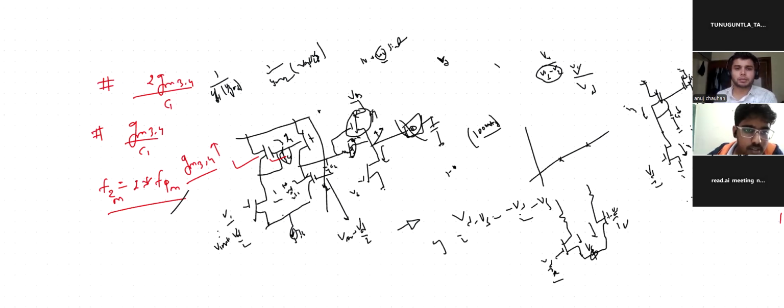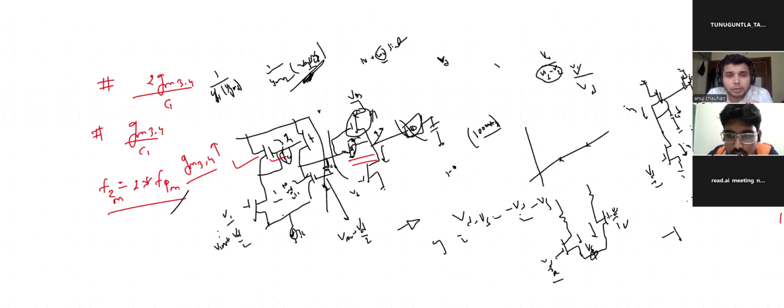This is the dominant pole, sir. Which one is the dominant pole? This one. How are you saying it is the dominant pole? Without splitting in the mirror, without using the mirror, what is the order of poles from the first and second stage? As of now you are not using any splitting term in the pole calculation.